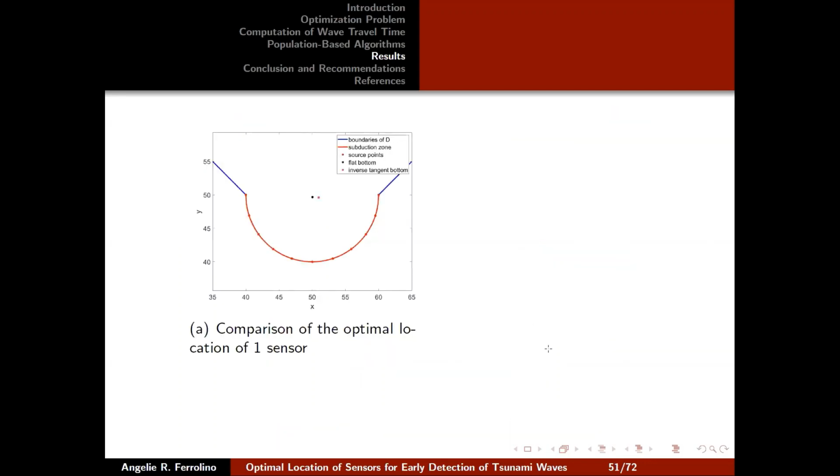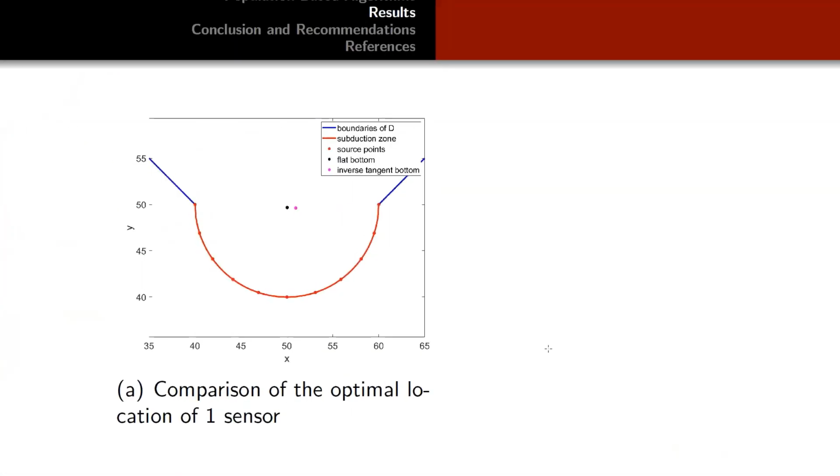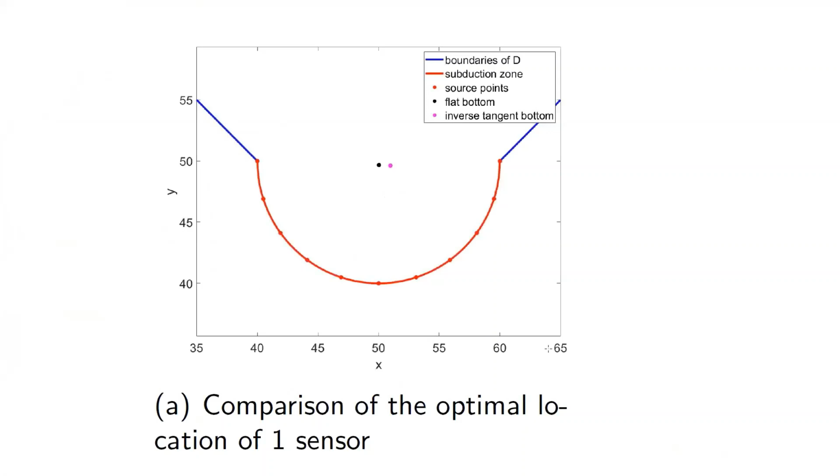So this is the optimal location obtained for one sensor. The black is the optimal location obtained if we have a flat bottom, and the pink one is if we have the inverse tangent bottom. And we can see here that the optimal location moves towards the right. And this phenomenon happens because waves travel slower in shallower areas.